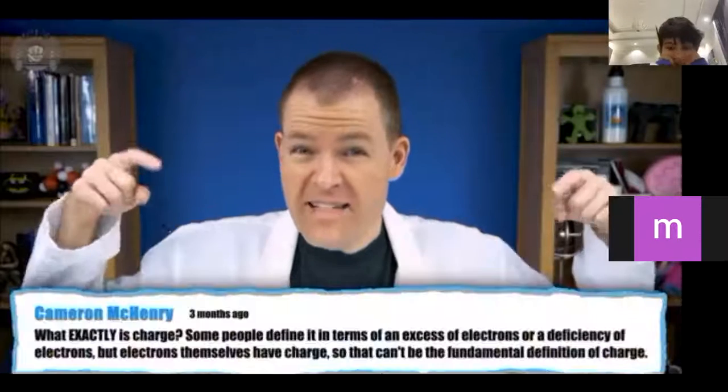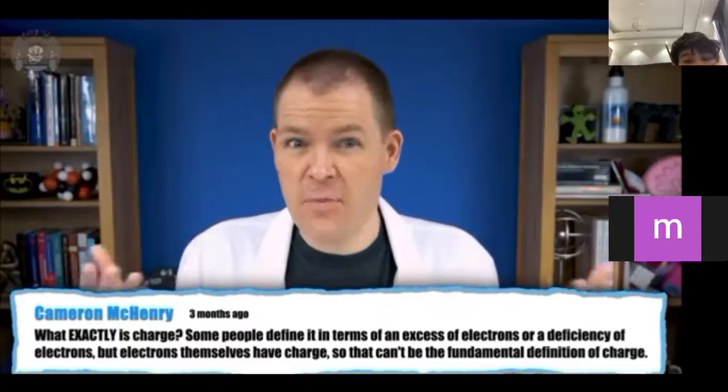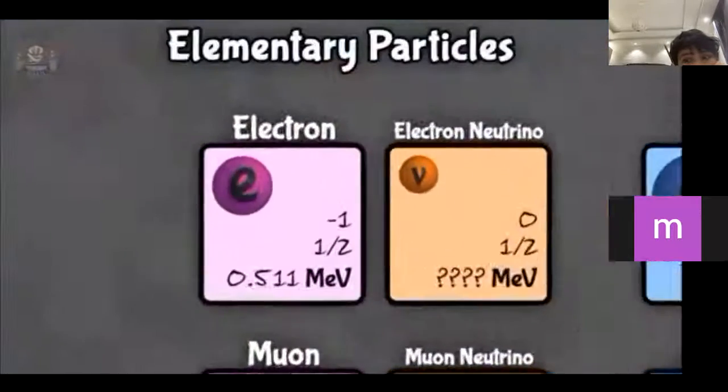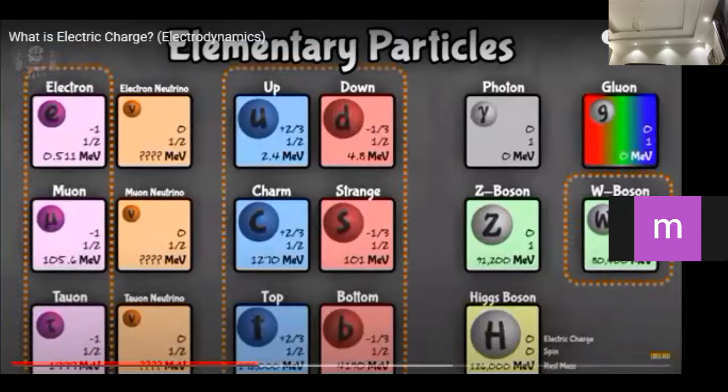But that doesn't really explain what charge is. As Cameron McHenry pointed out, sure, objects become charged because their parts are charged. But electrons are elementary particles. They don't have parts, and neither do any of these other charged particles. So what the heck is charge? To answer that, we need to talk about the EM field. Charge and the electromagnetic field are inextricably connected. You can't really understand one without understanding the other.